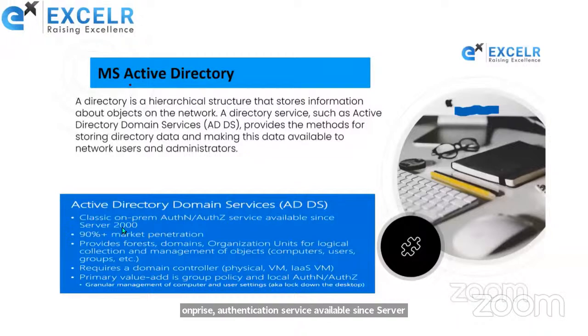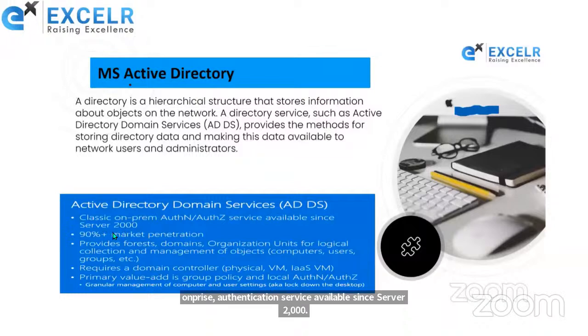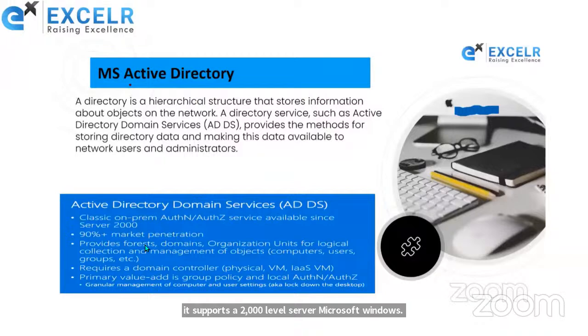Okay, it supports a 2000-level server, Microsoft Windows Server. It occupies almost 90% plus market penetration and provides forests, domains, and organizational units for logical connections and management of objects, so that you can manage computers, users, and groups with the help of this Active Directory Domain Service. It requires a domain controller, like a physical machine or a VM, IaaS VM. Its primary value add is group policy and local authentication.